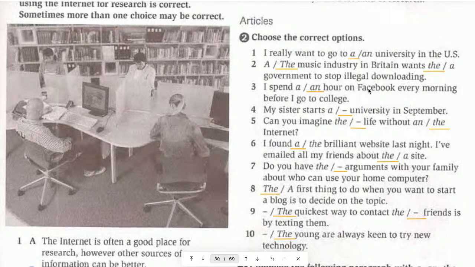Now number 4. With or without, what do you think? Yeah, we don't need any article here. So my sister starts university in September. Why is that?